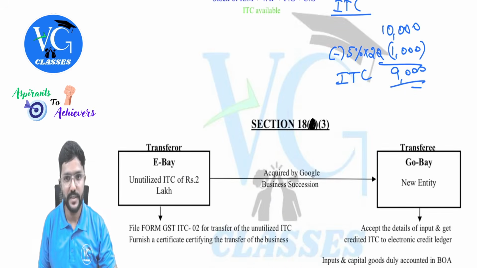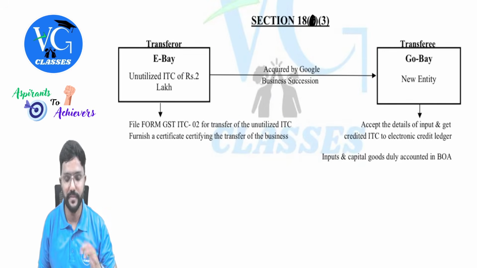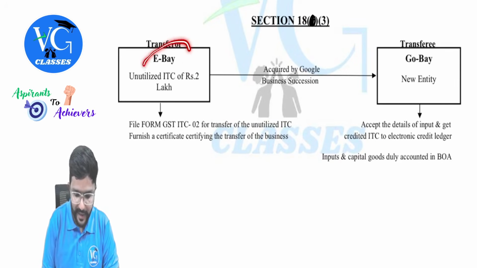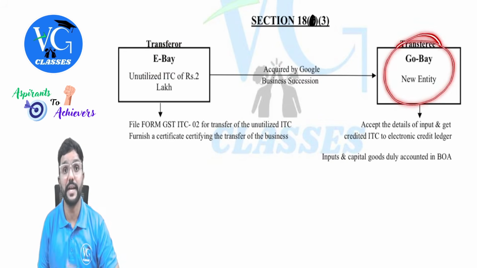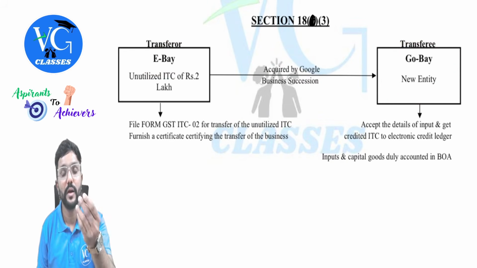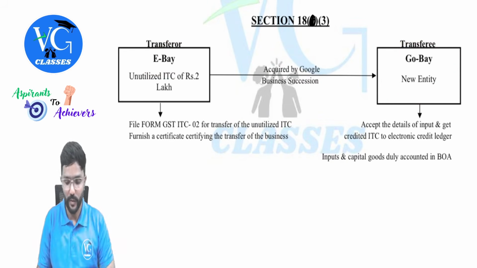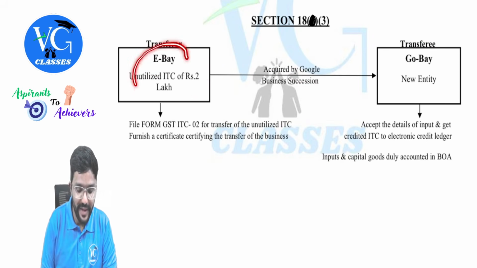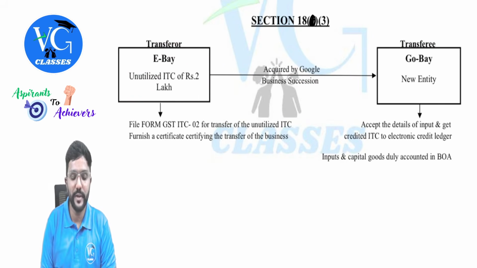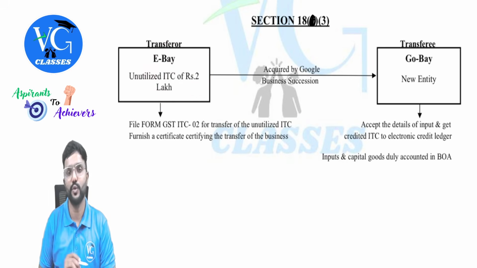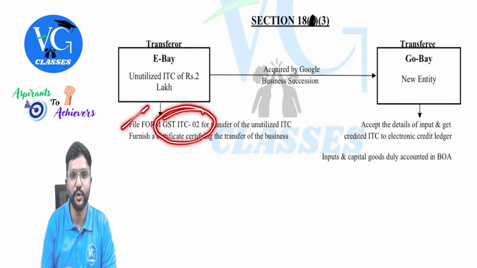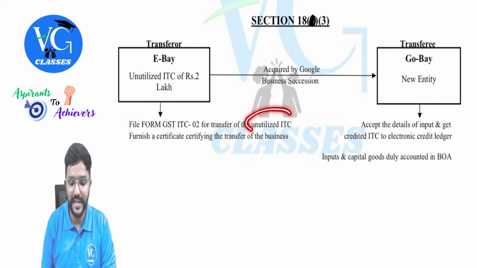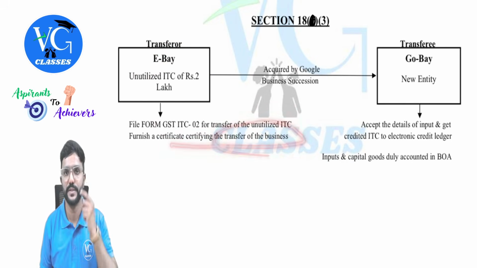Okay. So this is as per section 18 subsection 3. You can see, assume eBay has been acquired by Google and they have named the new entity as Google. eBay had an unutilized balance of input tax credit in their credit ledger, which is 2 lakh. So now what they can do is they will file GST ITC-02 for the transfer of unutilized ITC and furnish a certificate certifying the transfer of business.